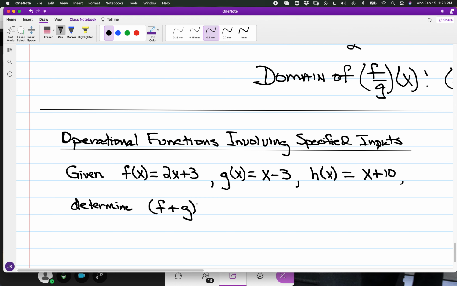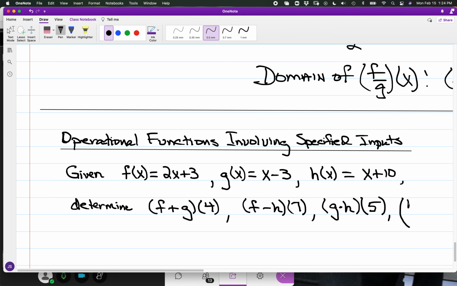you have f plus g of 4, and we'll say we have f minus h of 7, and we'll say we have g times h of 5, and we'll say that we have, let's say, h over f of negative 2. Okay. All right.